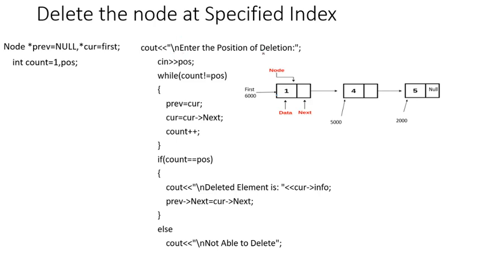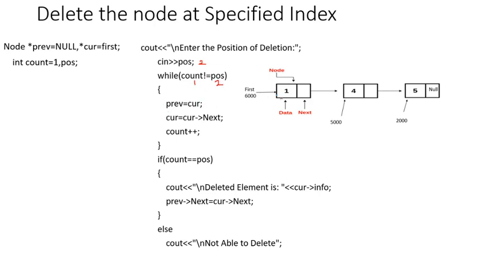So enter the position of the deletion. Over here the index or the position of the node which I want to delete is 2. So while count is not equal to pos, count over here is 1, the value of pos is 2, not equal, so control will go in the while.